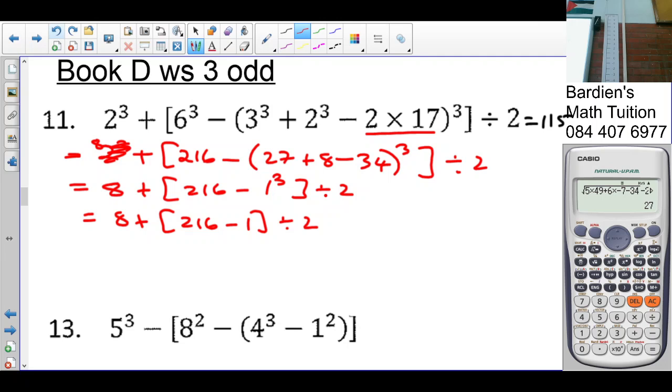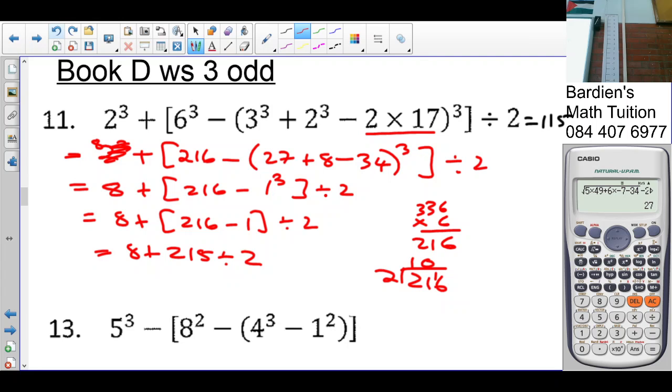This is going to go into fractions now. So that's going to give you 8 plus 215 divided by 2. Not so? Did nobody get this? The 6 cubed, oh yeah. 6 times 6 is 36, times 6, 216. 27, 8, 34. 17 times 2 is 34, correct? So 215 divided by 2 is going to give you 107.5. So it's 8 plus 107.5. 8 plus 7 is 15. So it's 115.5.